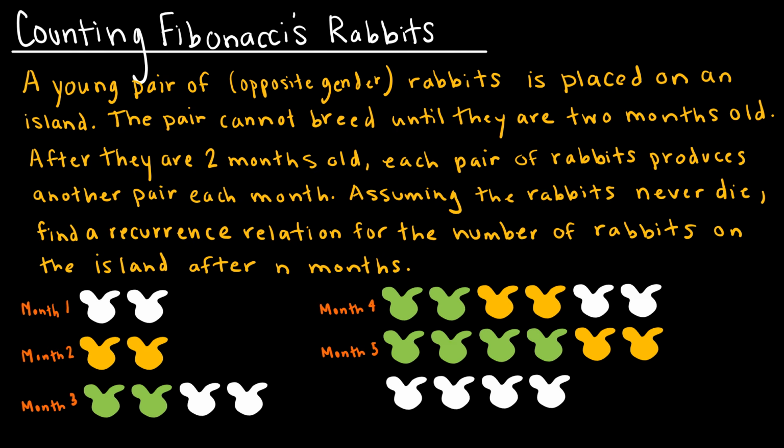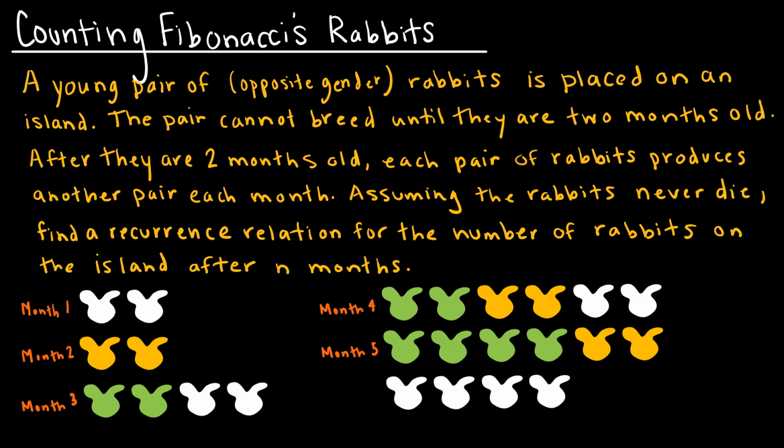Now let's take a look at how the Fibonacci sequence came about. A young pair of opposite gender rabbits is placed on an island. The pair cannot breed until they are 2 months old. After they are 2 months old, each pair of rabbits produces another pair each month. And let's assume, scarily enough, that the rabbits never die.